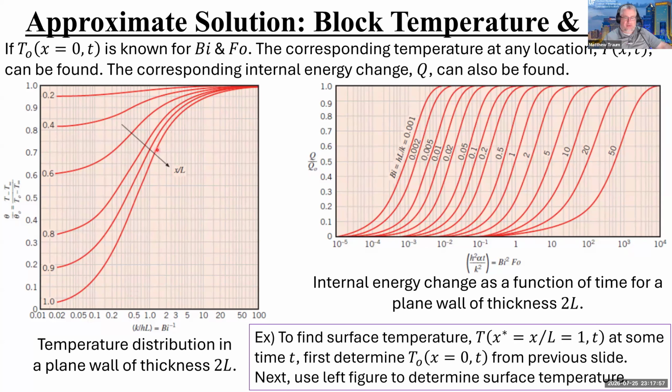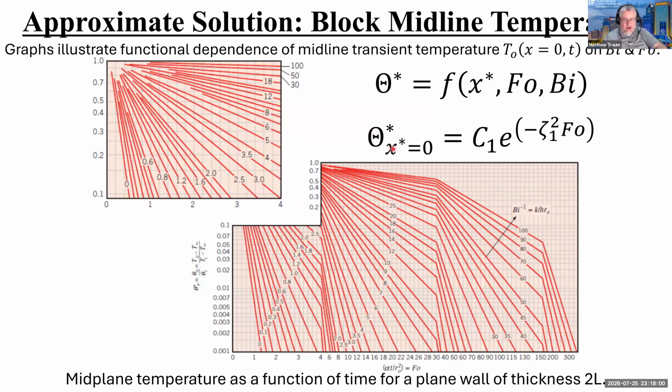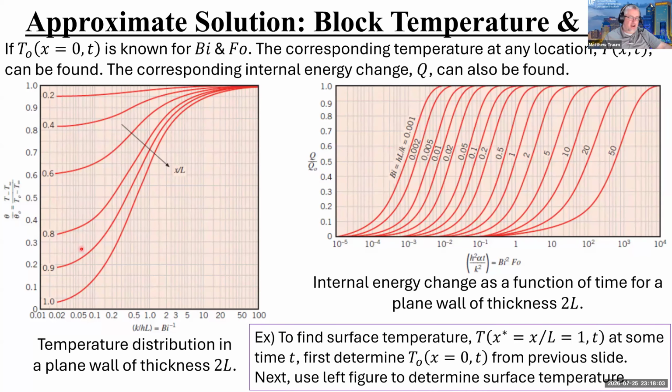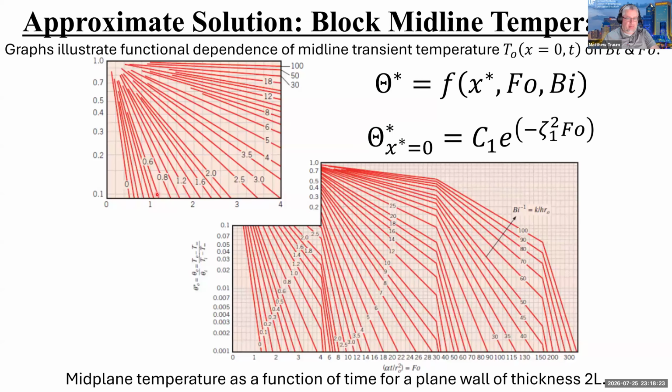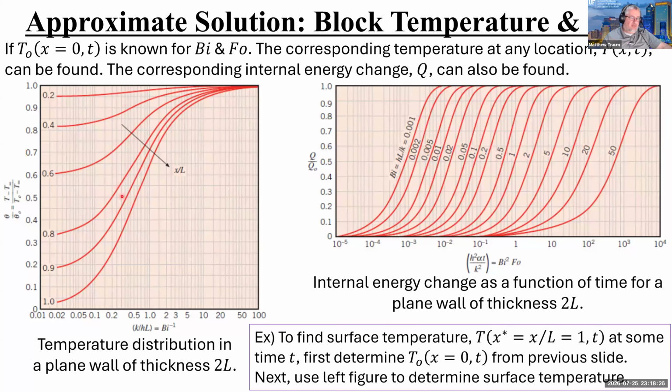So we've got our theta star at x equals 0, and then we get the inverse Biot number, get x over L. Where those cross each other, that gets us the appropriate theta value. And these curves here are the midline temperatures, so the theta star values from the previous chart. And of course, it doesn't go above 1 and it doesn't go below 0 because theta star is just the dimensionless temperature bounded by 1 and 0. So that makes sense. Okay, so that's how to get the temperature at any spot.